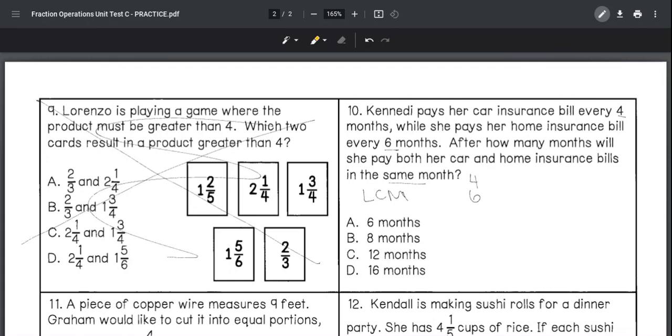Okay? If you're going to write out your multiples, 4, 8, 12, 16, 20, 6, 12, 18, 24. They both have a 12. So it'll take 12 months, which is letter C, for her car and home insurance bills to be in the same month.